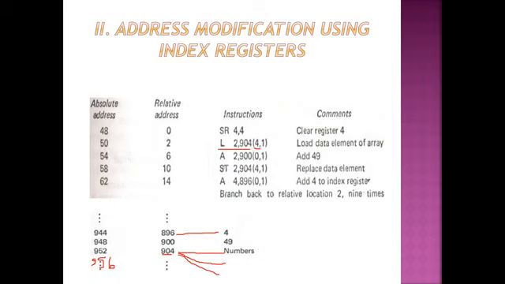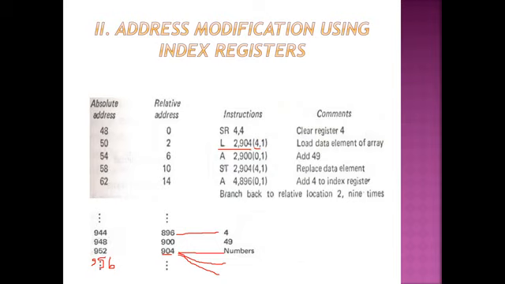Another way of saying this: assume that this is an array. The first number I access from location 904, the second number from location 904 plus 4, the third number from location 904 plus 8, the fourth from 904 plus 12, and so on. We are using this index register. Absolute address is equal to relative address plus index register plus base register.